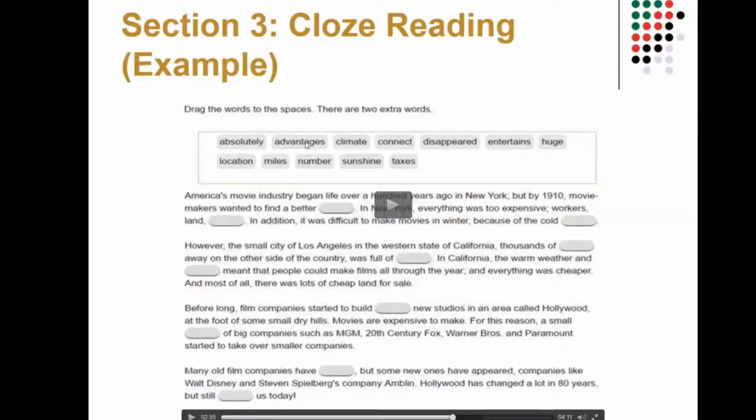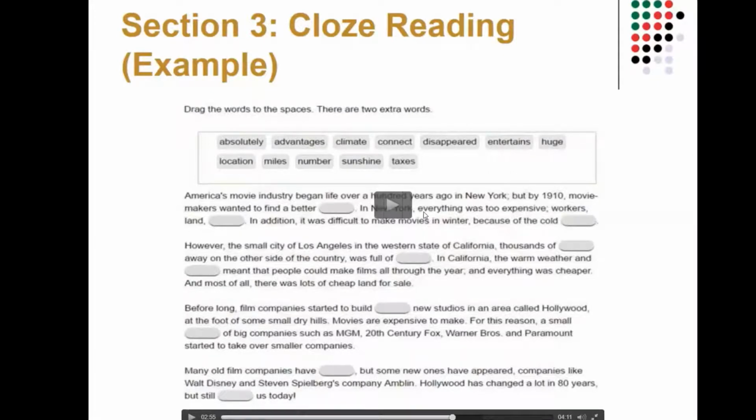So we can choose between location or climate. If I think it would be land and climate. So it would be better location. Yeah, could be location, first one. But we need to read all the text and then figure out the meaning. Okay, let's say to find a better location.